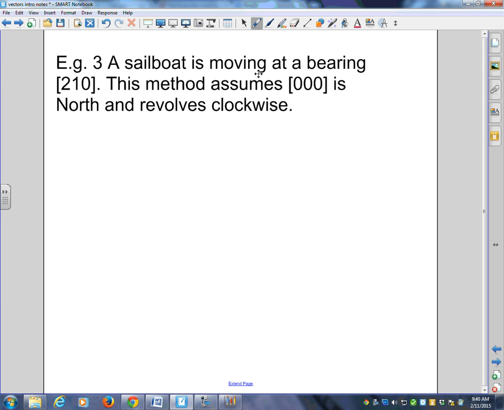A sailboat is moving at a bearing of 210. This assumes that 000 is north and it revolves clockwise. You will want to write this down. This is important. North, east, south, and west. I got to move the whole thing over because I ran out of room. Okay? North is 000. Generally, we use three numbers.